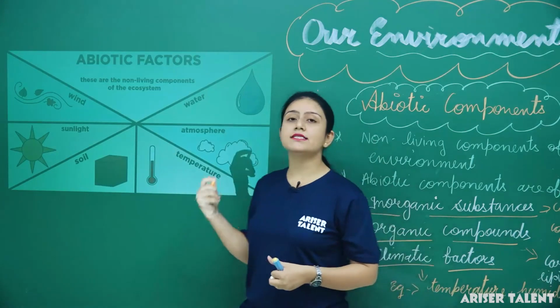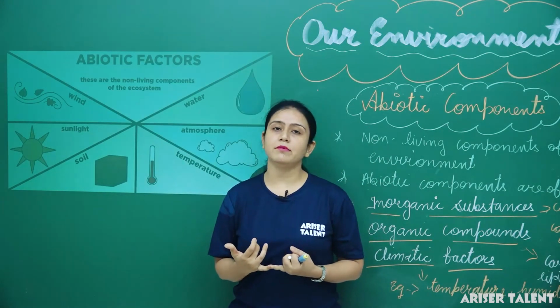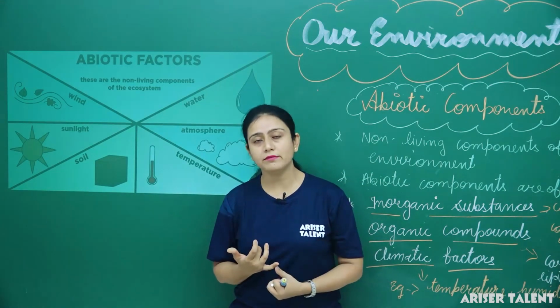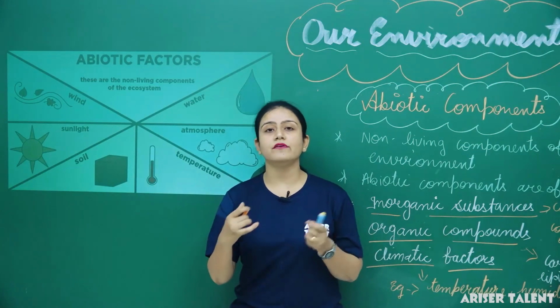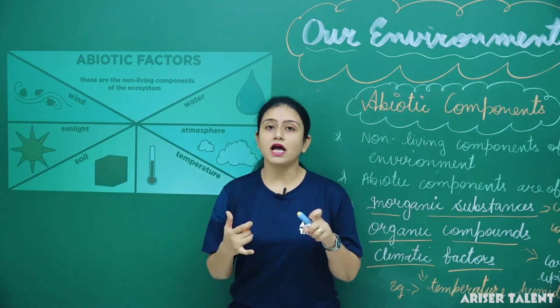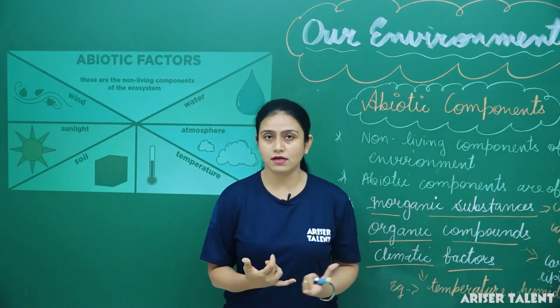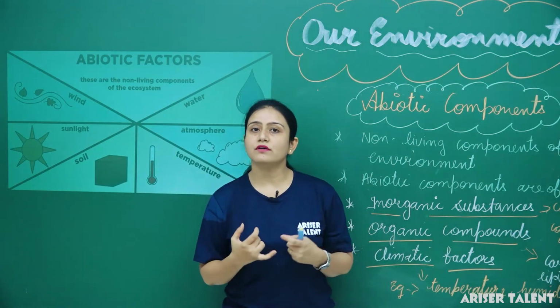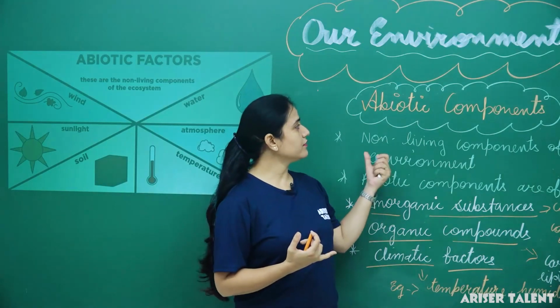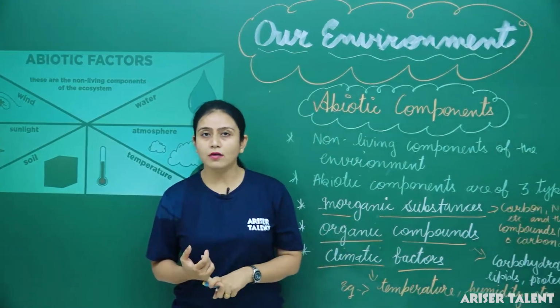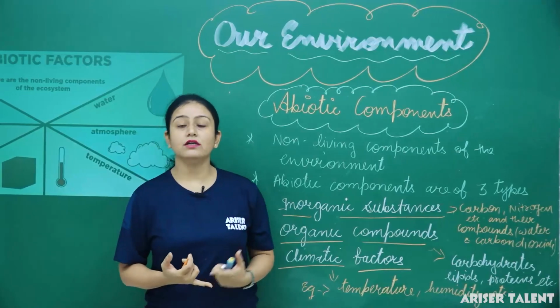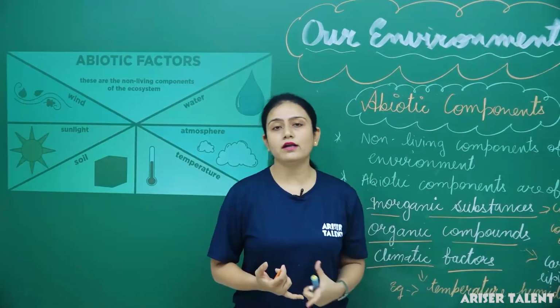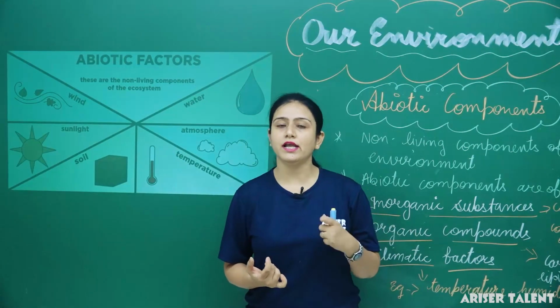So in this lecture we studied what is the environment, then the study of environment, that is ecology. Then we studied what is ecosystem. Okay, then we studied the different types of ecosystems, and then we studied about the abiotic components. In our next lecture, we will talk about the biotic components and then food chain and food web.